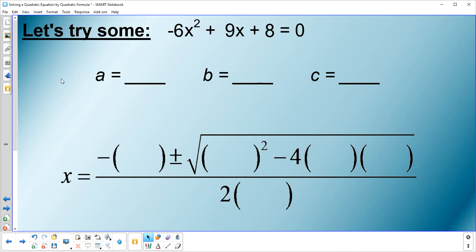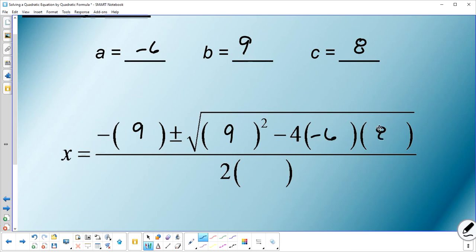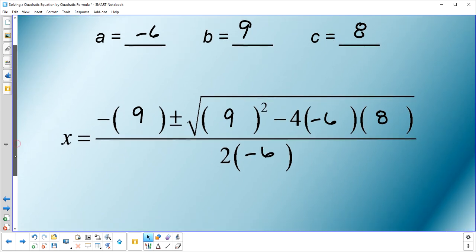Looking at an example here, a is always the number in front of x squared. Remember, we don't want x squared, we just want the number. B is the number in front of x. Again, we don't want x, we just want the number. And so c is 8. Looking at your notes while we go through this, so here we want a negative b. B is 9 plus or minus the square root of b squared minus 4 times a times c, the whole thing over 2a.